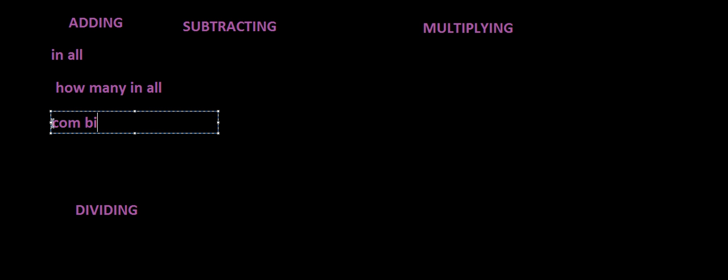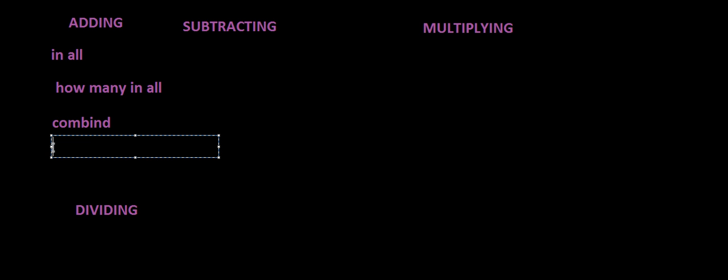Before we begin our little journey here, you're going to have to know the words you're going to encounter that mean adding, subtracting, multiplying, and dividing. Adding, one of the many words you'll see is "in all." Another word you might see with "how many" is "in all," "combined," just "combined." What else would you see? You would see "all together," and another word that you're going to see is just plain "together."